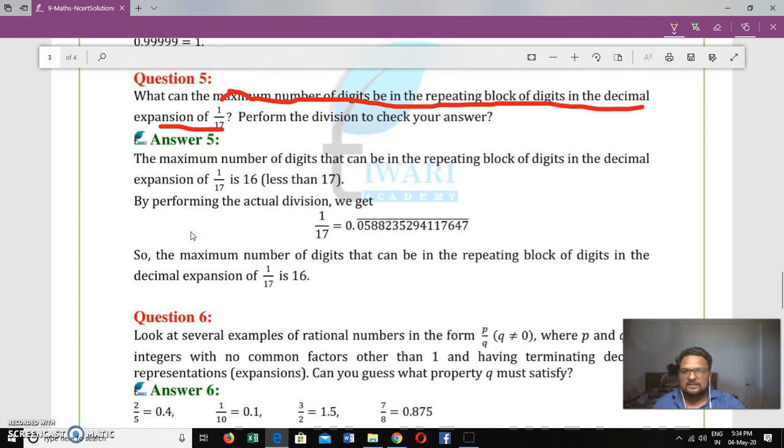It simply tells us that on dividing 1 by 17, after how many digits the numbers are going to be repeated in the coefficient, that we have to show. So for us, you simply have to divide, and on dividing you will finally see that after 16 digits, 1, 2, 3, 4, 5, 6, 7, 8, 9, 10, 11, 12, 13, 14, 15, and finally 16, these numbers are going to repeat again on dividing 1 by 17.